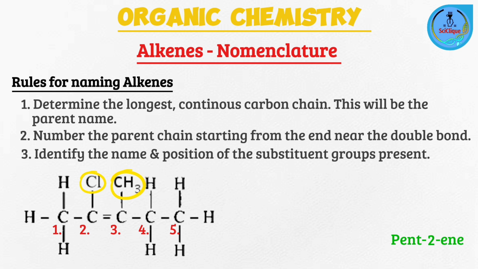Alphabetically. If we have substituent groups that are different from one another, maybe one is an alkyl and the other is a halogen, then how are you going to organize them in the name? You are going to do so alphabetically. The one that is first according to the alphabet is the one that will also come first in the name. So chlorine starts with C, methyl starts with M. C comes first, so we are going to start with chlorine. 2-chloro, 3-methyl pent-2-ene. And that is our name.